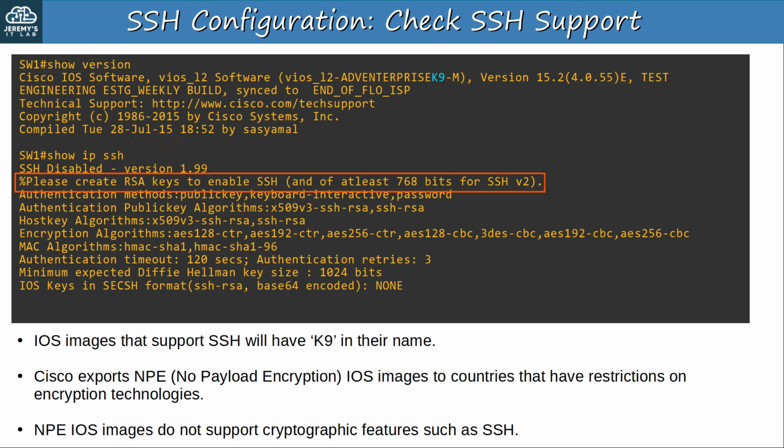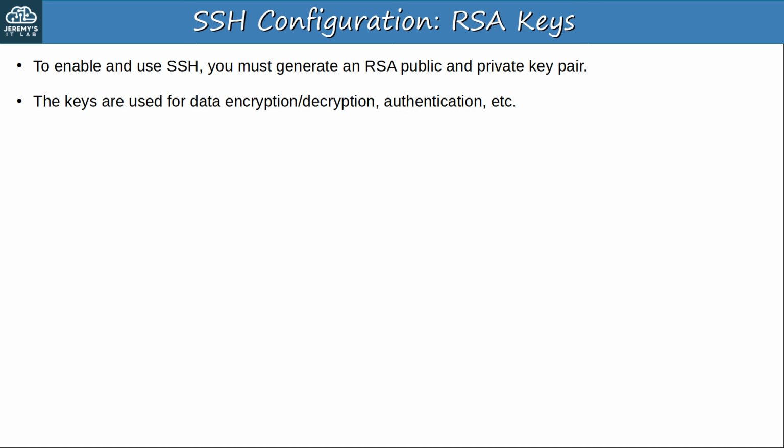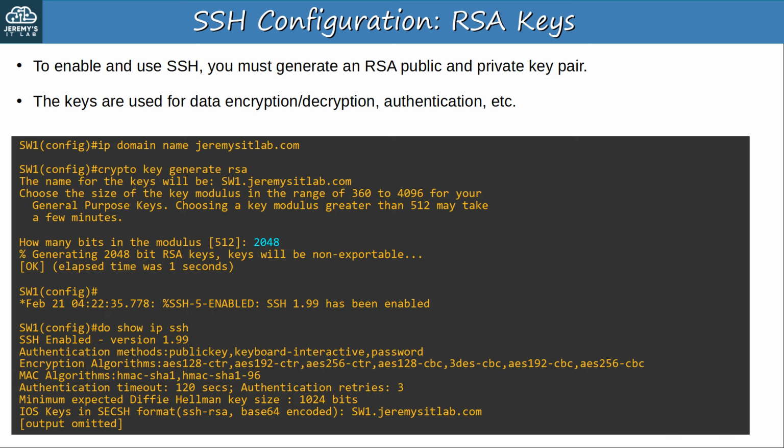Now here's a hint about the first step in configuring SSH. Please create RSA keys to enable SSH. RSA keys are cryptographic keys that are essential for the various security features of SSH. Okay, so after ensuring that the iOS image you're using supports SSH, you must generate those RSA keys. The keys are used for data encryption and decryption, authentication, etc. Here's how to do that.